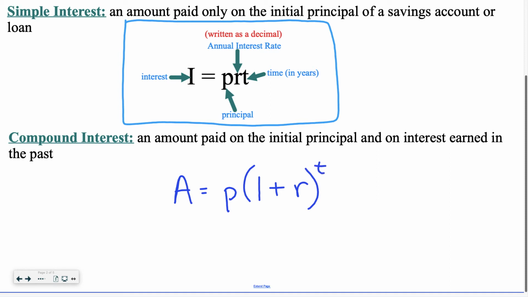Now this is a simplified version of the compound interest formula. In 8th grade, you'll learn a little bit more advanced version of this, okay? So A represents your amount, kind of your total. P represents the starting amount. R represents the interest rate, again as a decimal. And T represents time in years.